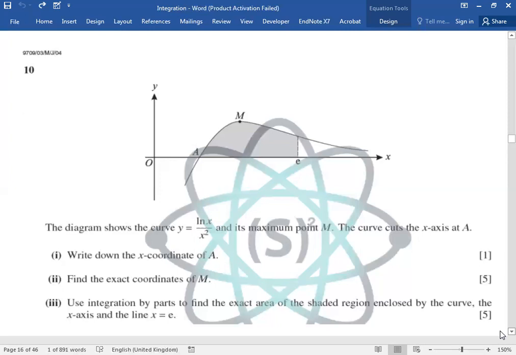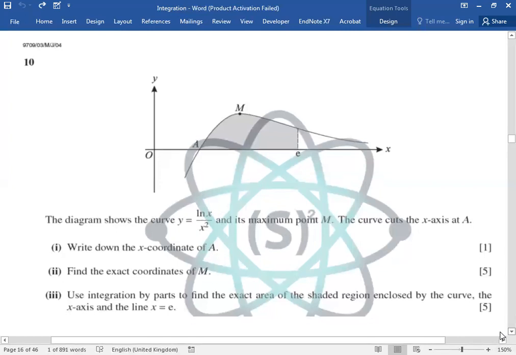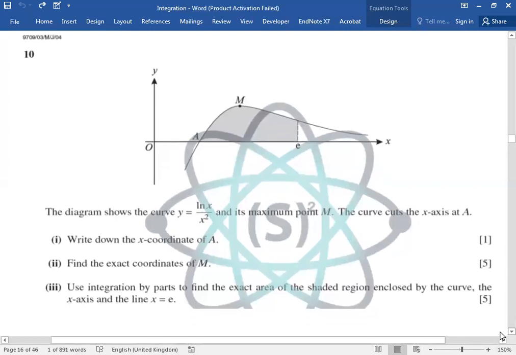X की value ही limits देंगे ना. You need to find the area between curve and the x-axis. E and 1. A is 1. सही है. So E is your upper limit and 1 is your lower limit. y को 0 रखो equation में. Is this clear, बच्चों? Yes, sir.